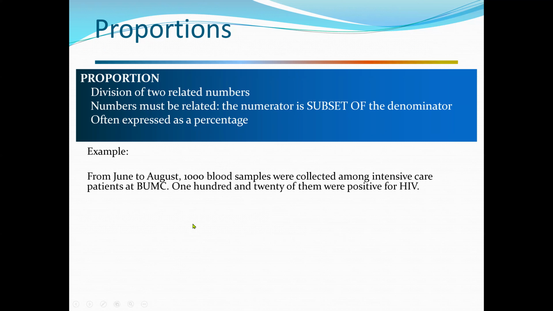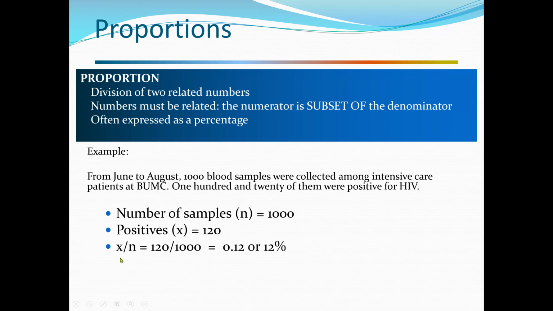So an example: from June to August, 1,000 blood samples were collected among intensive care patients at BUMC. 120 of them were positive for HIV. So the number of samples is 1,000, positive is 120. Here we can see that the 120 is a subset of the total sample. So this is a proportion because it is the division of two related numbers. Divide 120 by 1,000, the numbers are related, because the number of samples is 1,000, and inside that 1,000, 120 of them tested positive. And the rest, in this case, 880, tested negative.